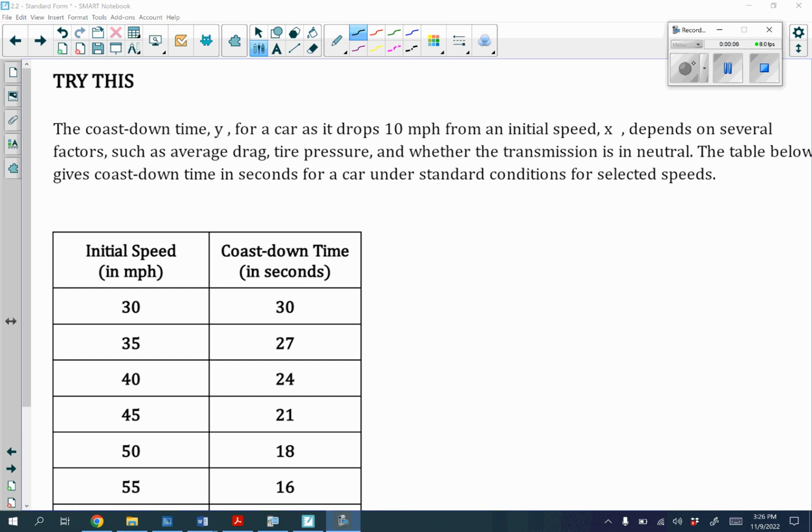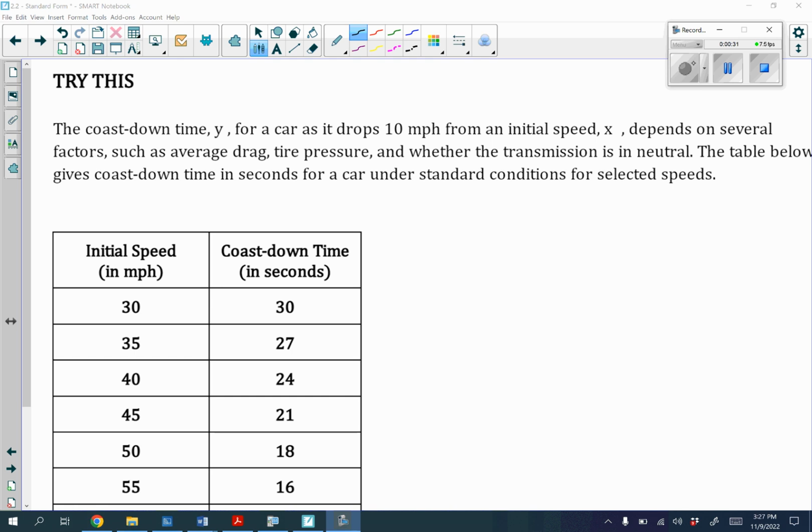Now I want you guys to try the next quadratic regression on your own. You'll see the coast downtime y for a car as it drops 10 miles per hour from initial speed x depends on several factors such as average drag, tire pressure, and whether the transmission is in neutral. The table below gives coast time in seconds for a car under standard conditions for the selected speeds.